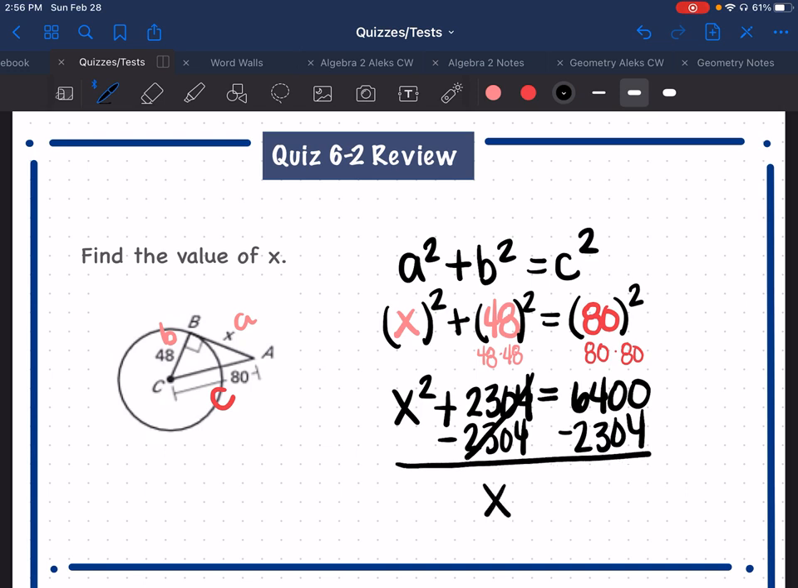And then my last step is going to be to get rid of that square, 4,096. I'm going to do that by taking the square root. So don't forget to take the square root of both sides. The square root of 4,096 is 64, which would, of course, be my answer.